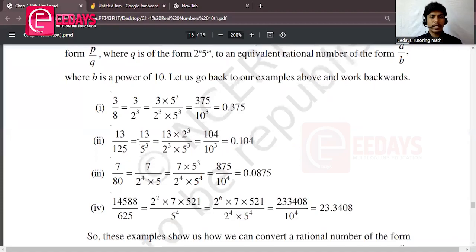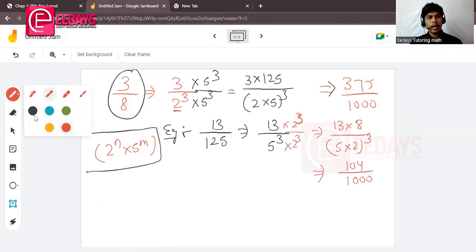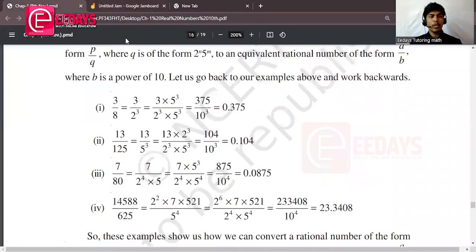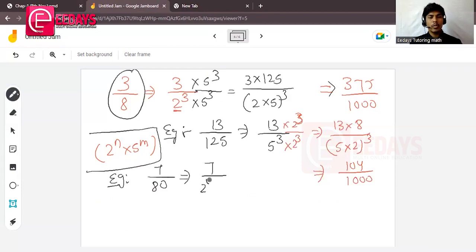Okay, let's solve the next example. 7 by 80. Whatever the number, guys, you just convert like this. 7 by 80 they given. After writing 80 in prime factors, I get 80 as 2 power 4 into 5 power 1. So they get like this.